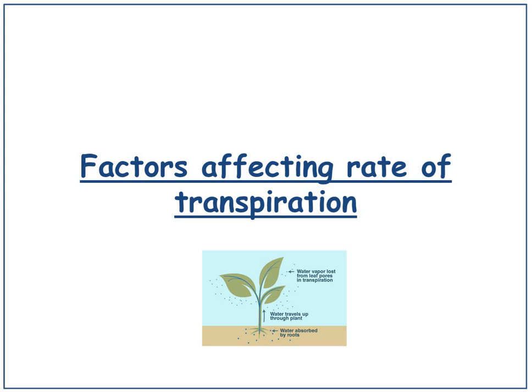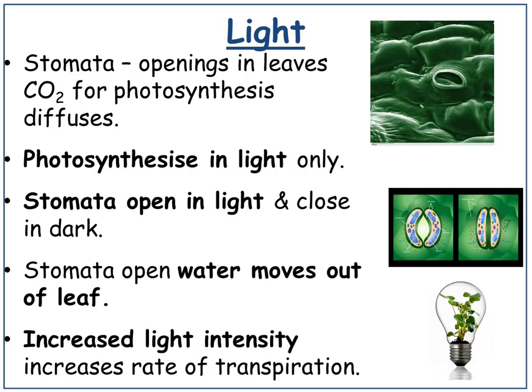So, factors affecting rate of transpiration. First of all, light. Obviously a plant can't photosynthesize in the dark, and therefore there's no point in opening its stomata in the dark. However, the more light there is, the more carbon dioxide that plant will need for photosynthesis. So the more light there is, the more likely it's going to open its stomata, therefore the more loss of water, therefore the higher the rate of transpiration. So increased light intensity increases the rate of transpiration.